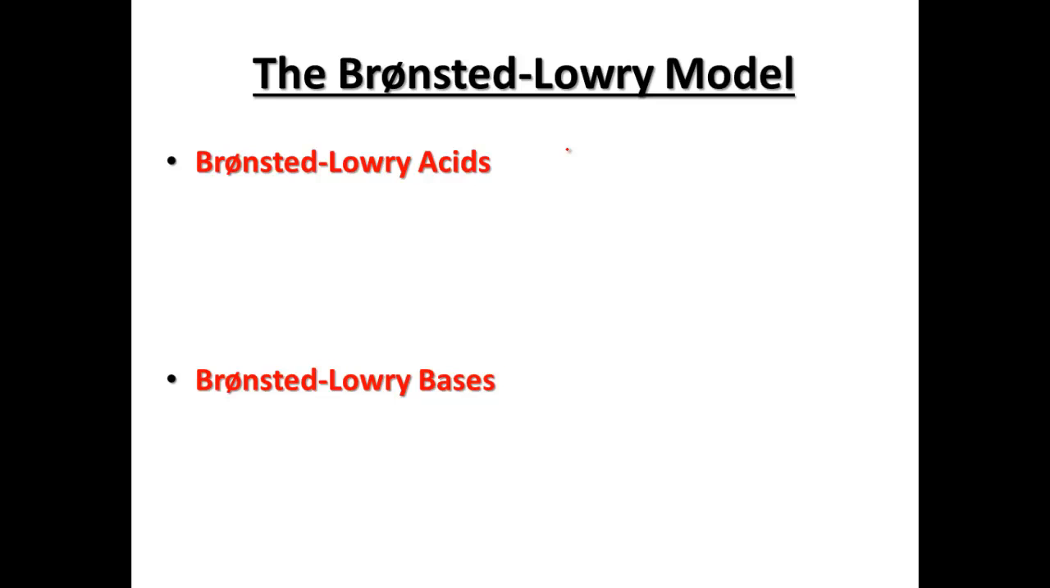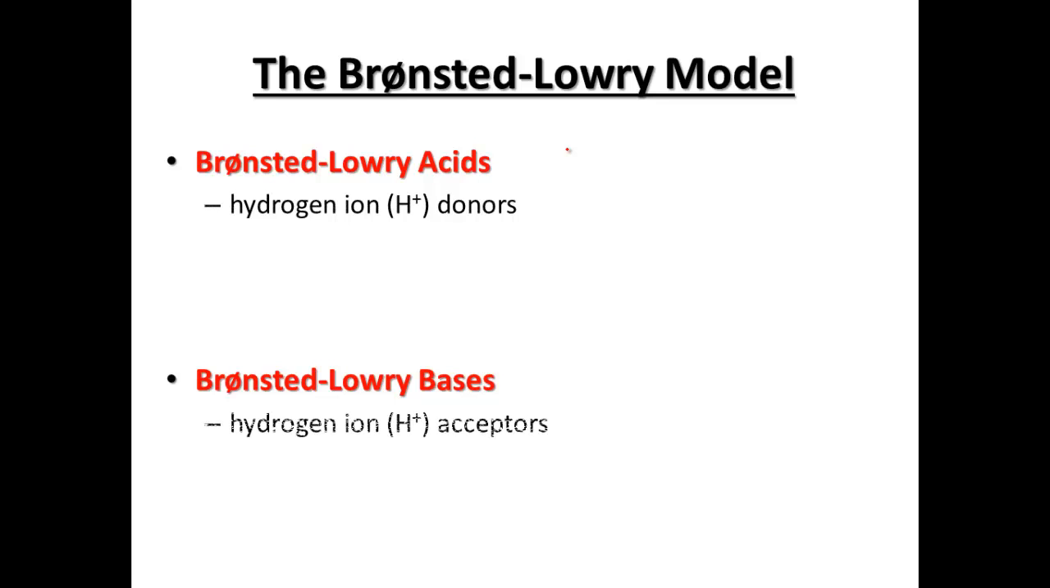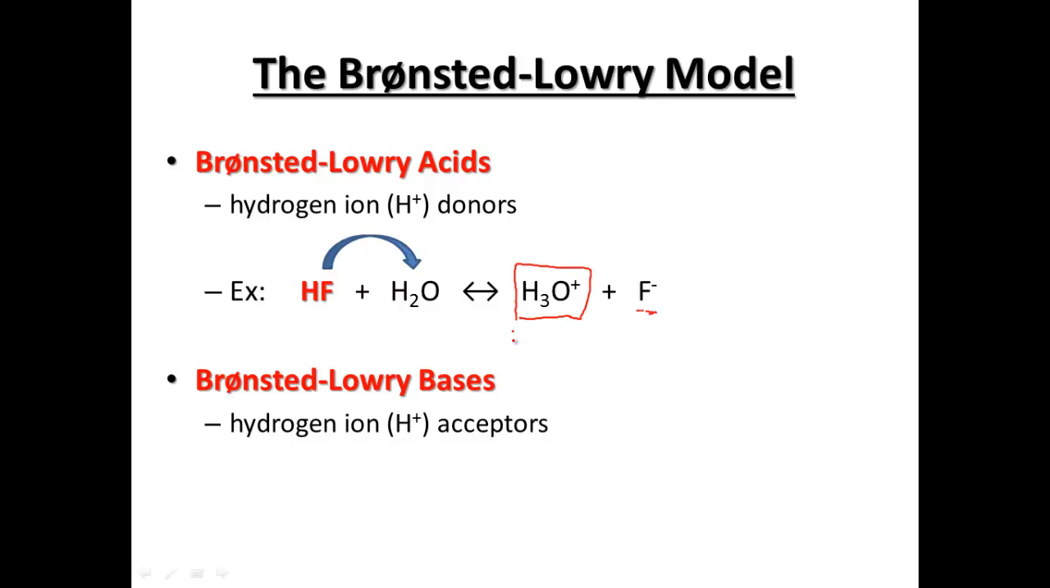Now the Bronsted Lowry model looks at hydrogen ion donors as acids, versus the Bronsted Lowry base, which is going to be hydrogen ion acceptors. An example here: HF, or hydrogen fluoride, will donate a hydrogen ion to the water. In this case, if it donates the H plus, we form the fluoride ion and the H3O positive, remember this is the hydronium ion from earlier.